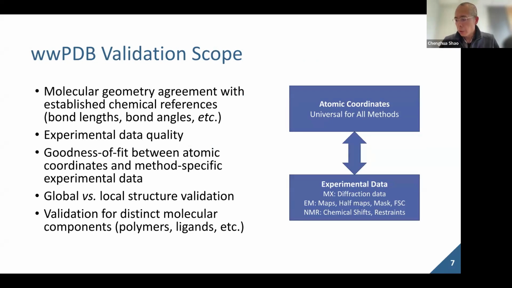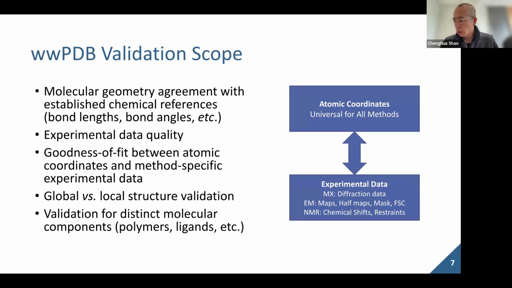A PDB structure is commonly referred to as a set of atomic coordinates for the molecule. These coordinates are checked against established chemical references on the proper range of bond lengths, bond angles, planes, etc. But the hallmark of the PDB archive is that all structures in the PDB were resolved by experiments, and recent structures have associated experimental data deposited, including things such as diffraction data for crystallography, maps and half maps for 3DEM, chemical shifts for NMR.